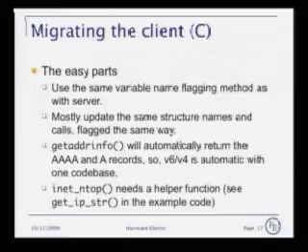The easy parts, again, use the same variable name flagging, mostly update the same structure names and calls through exactly the same method. getaddrinfo will automatically return AAAA and A records, so v6 or v4 is automatic with one code base. And inet_ntop needs that helper function that was discussed earlier.